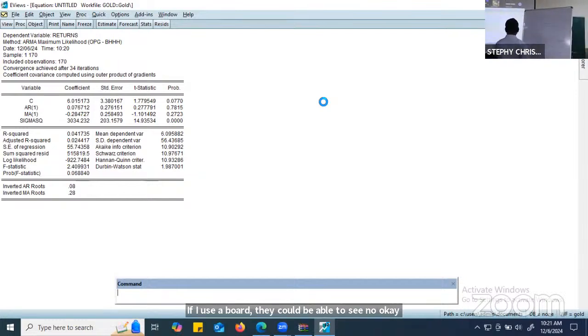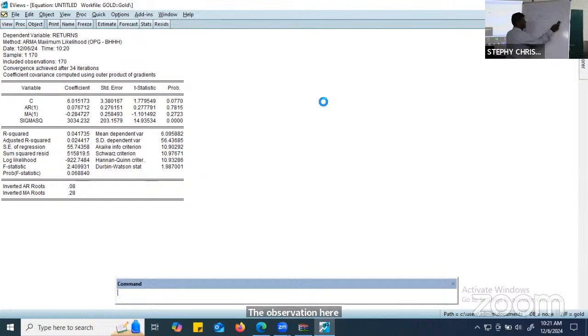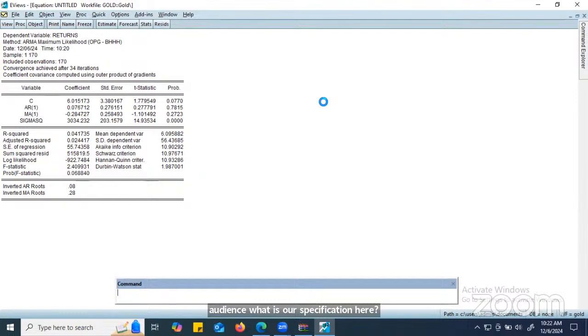Now, this is a very important observation here. What is our specification here? Audience, what is our specification here? Delta YT is equal to alpha. What is alpha? Here I am using alpha; yesterday I used A. It's just notation, it doesn't matter.